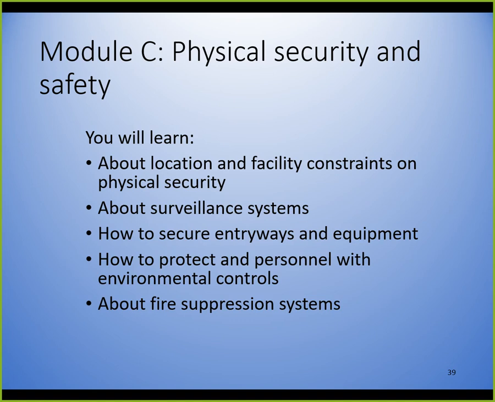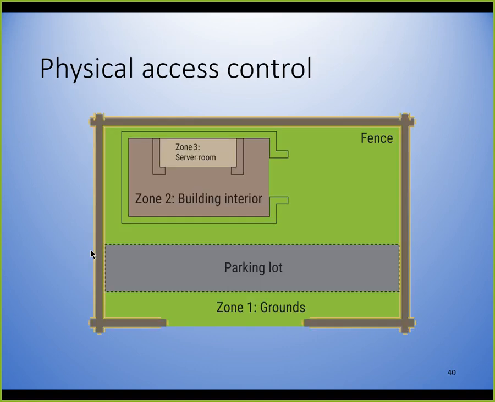But about the location and facility constraints on physical security, surveillance systems, secure entryways and equipment, protecting environment and personnel with environmental controls, and then a couple of slides on fire suppression systems. So physical access, and what this is showing: we've got the grounds, there's a fence or some sort of barrier around it.